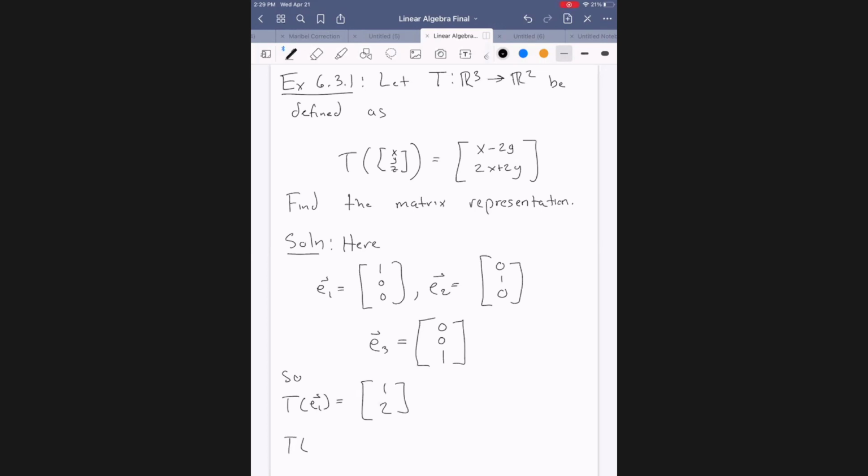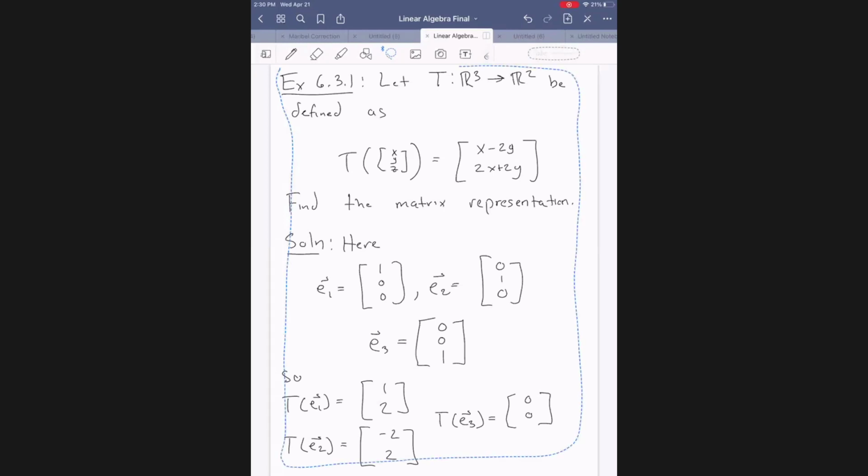What's T of E2? Well, T of E2 is going to be 0, 1, 0, which is just going to be minus 2 and 2. T of E3, well, that's just going to be 0, 0 here. All right. So all you have to do at this point is literally just do what I said in the theorem.